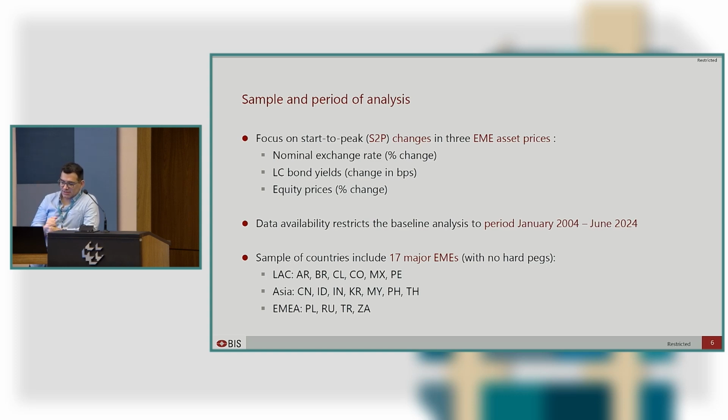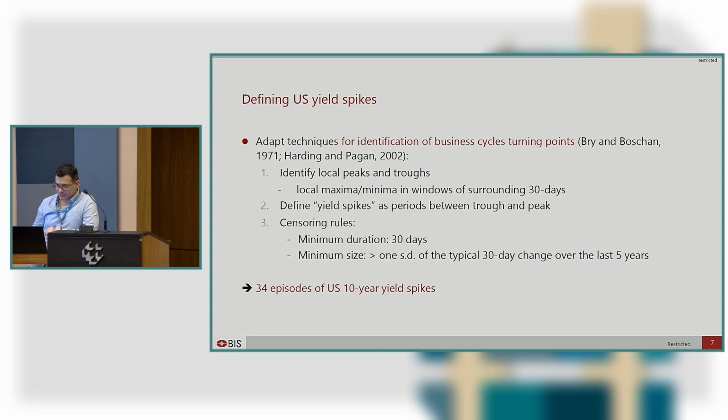Data availability will restrict the main analysis to January 2004 to June 2024. And we're going to look at basically 17 major emerging markets, excluding the hard pegs, and the countries are listed there. And to identify these yield spikes, we're going to adapt techniques from the business cycle literature on turning points to this daily data on long-term US yields.